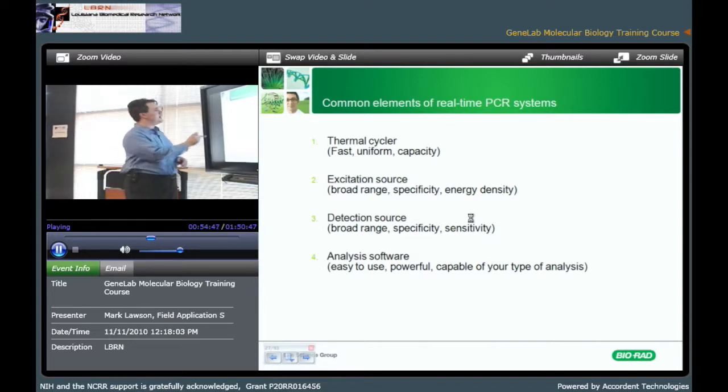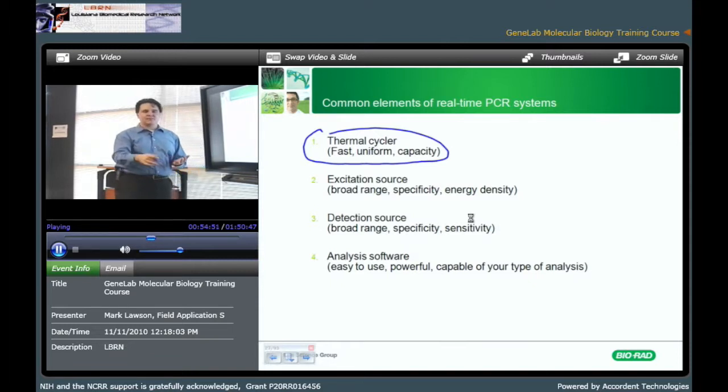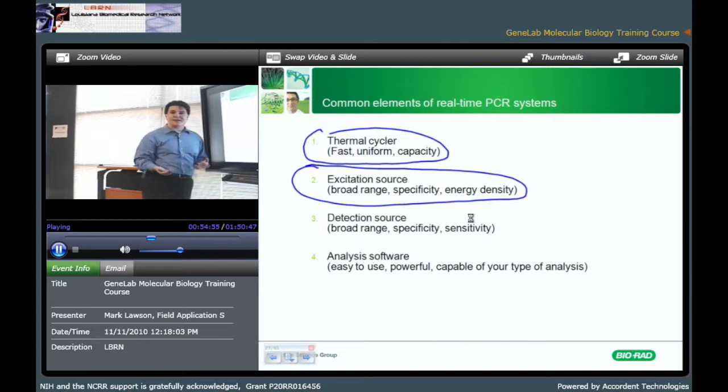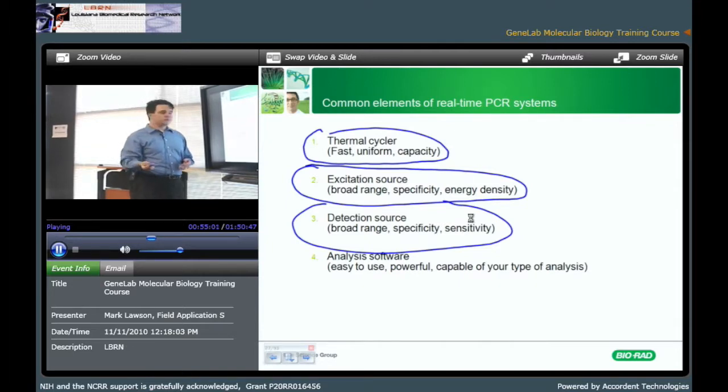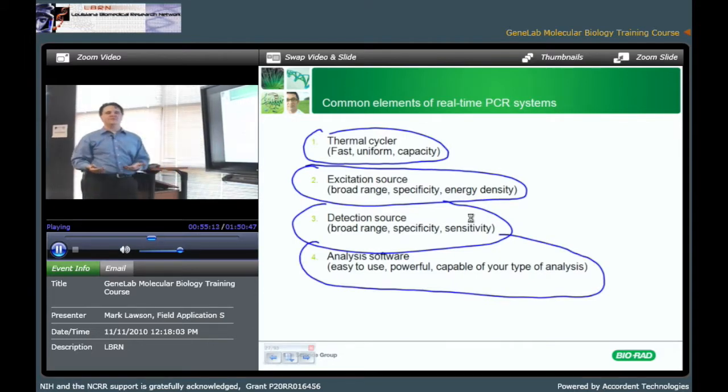The components, though: we have a thermocycler, which we want to be fast, uniform, and to have the right capacity and format. We have an excitation source, which is usually either a lamp or an LED. We have a detection source, which is usually a CCD camera or a photodiode. And we want both of those to have a broad range, be specific, and have sensitivity. And then the analysis software. And that is, of course, your experience with the instrument, in most cases, is going to be limited to running the software and doing the analysis.